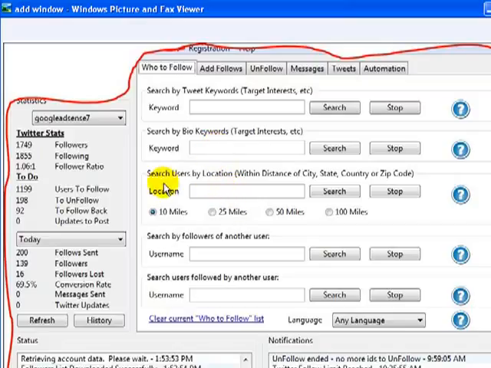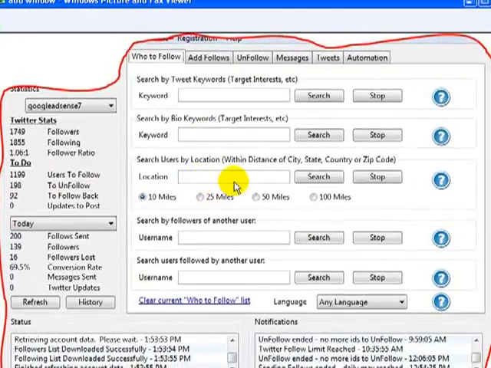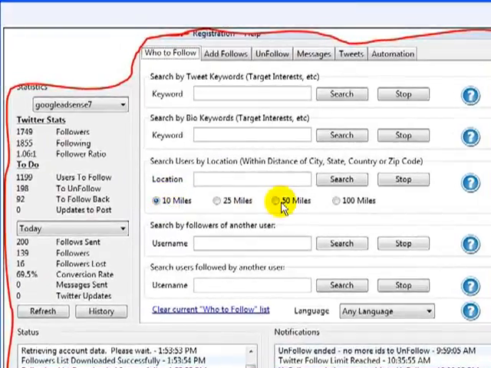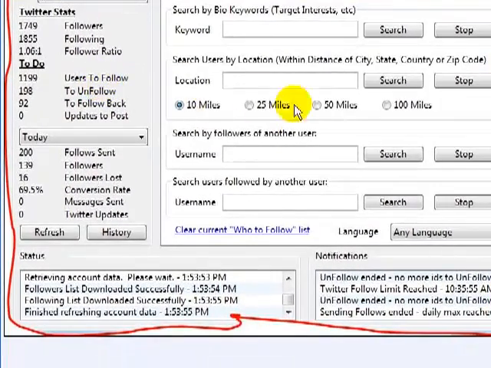Now a different way to go about that is down over here. You could put the name of the city, the state, the county, or the zip code right in here, and then set it up for who you want to find in there. And within 10 miles, 25, 50, 100 miles of that zip code, this will go into the database and pull people out. And the database is increasing every day, so you can do this search every day, and again it'll add them over here to people that you're going to follow at a slow rate per day. So that's really the beauty of this particular software.